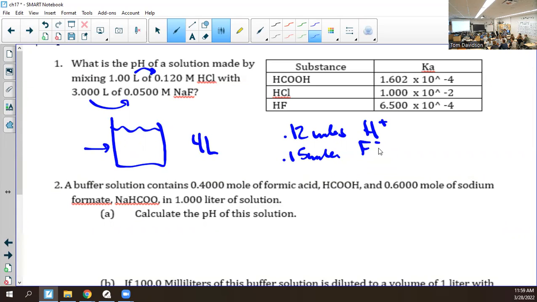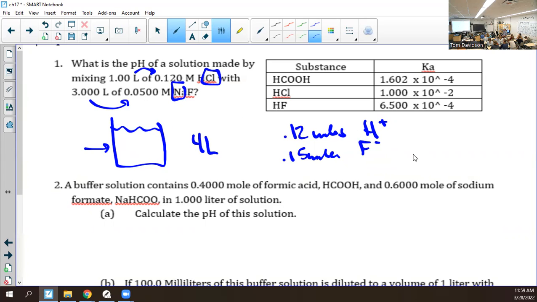I don't care about the Cl and I don't care about the Na because neither one of them is going to grab an H or an OH and affect the pH. 0.015. Well, 3 times 0.05, isn't that? I think.